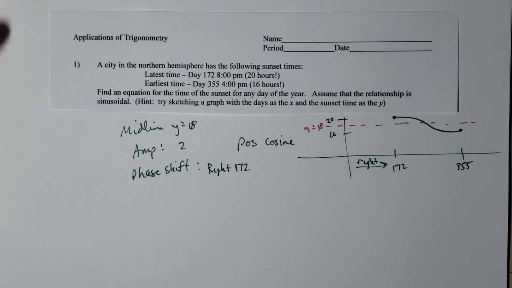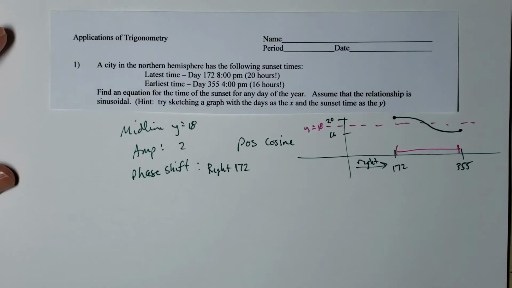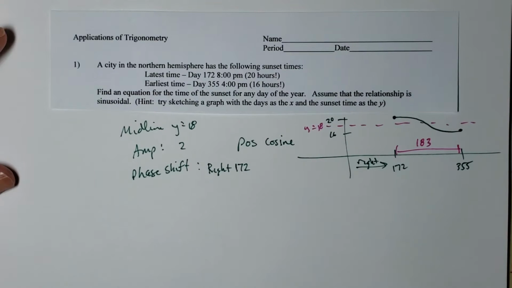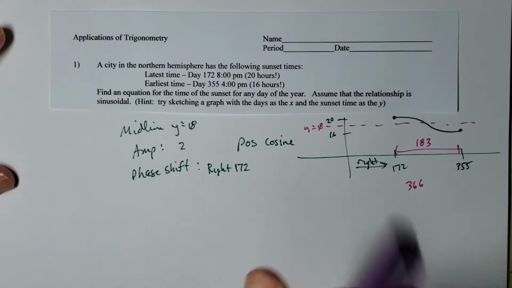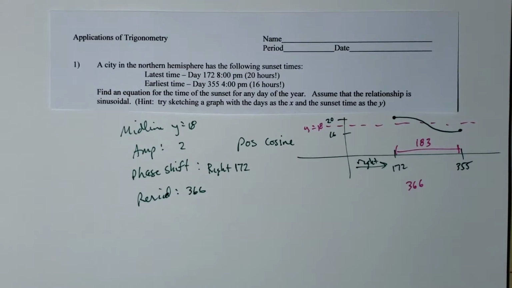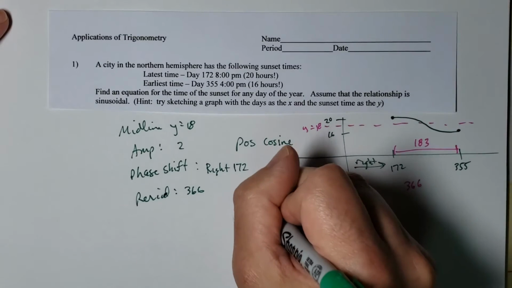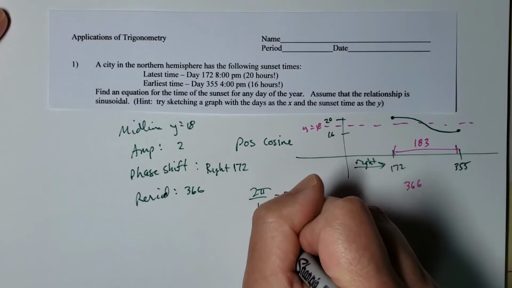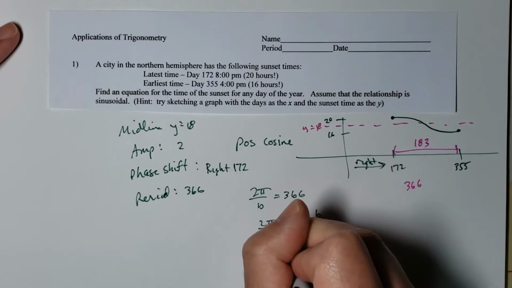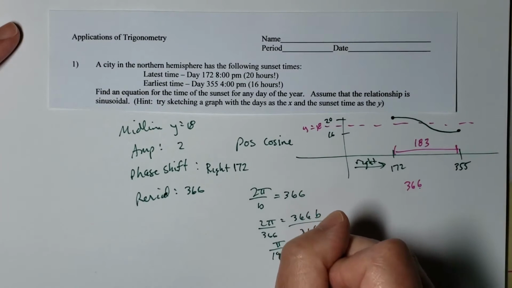And what else do we need here? We need the period. The period is going to be whatever this distance is times 2. So 355 minus 172, I think that's 183. And so if I double that, I get 366. So the period here is 366. So I can find B, which is going to be 2 pi over B equals 366. So I divide both sides by 366, I get B equals pi over, well, I doubled that to get here, so if I go back, it's 183.